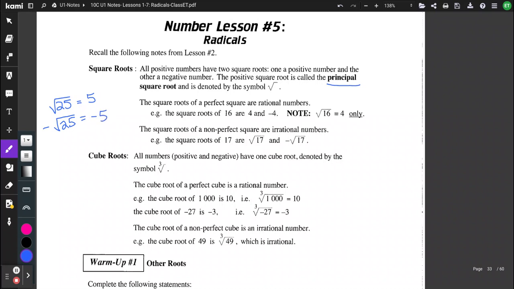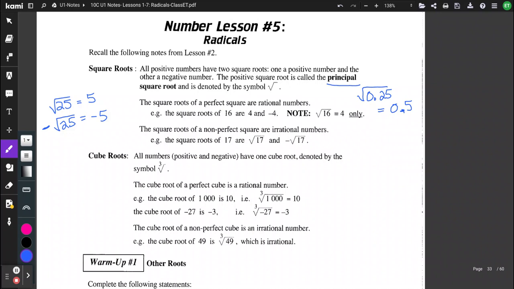However, we do know that two negatives will multiply to give us a positive underneath. But if they want the negative one, they're going to show it out front of the sign. So it says the square roots of perfect squares are rational numbers. So that means they could be a fraction or could be a decimal, but they're going to terminate. So for example, if I go square root 0.25, I'm going to get 0.5.